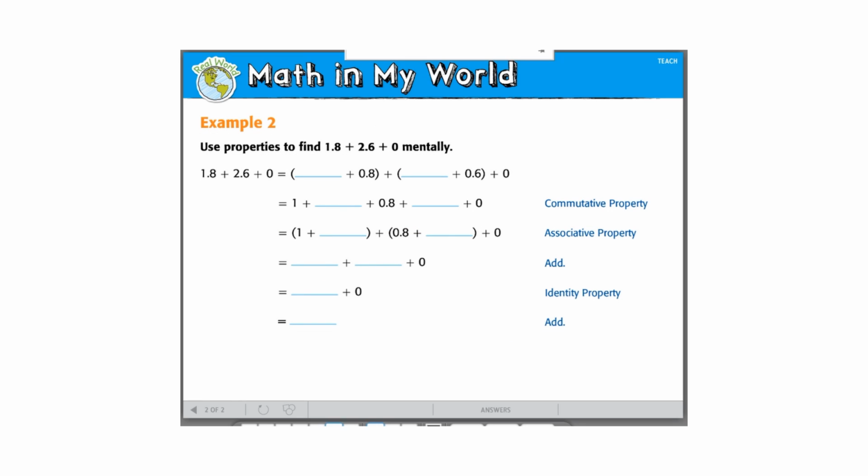This one says to use the properties to find 1 and 8/10 plus 2 and 6/10 plus 0 mentally. So now they're trying to show you how you might add these things together. So they kind of pulled the whole numbers out. See how all of a sudden it got harder? Because now we're looking at decimals.